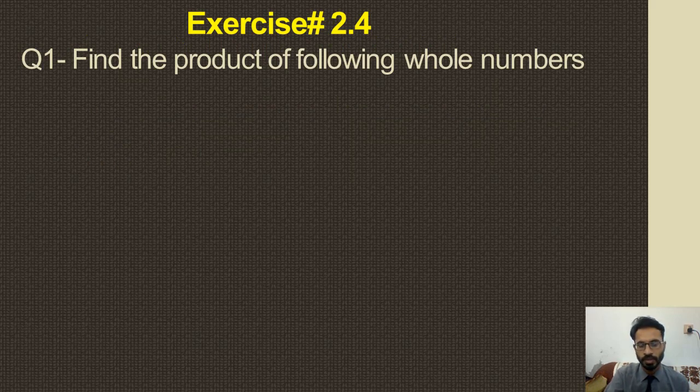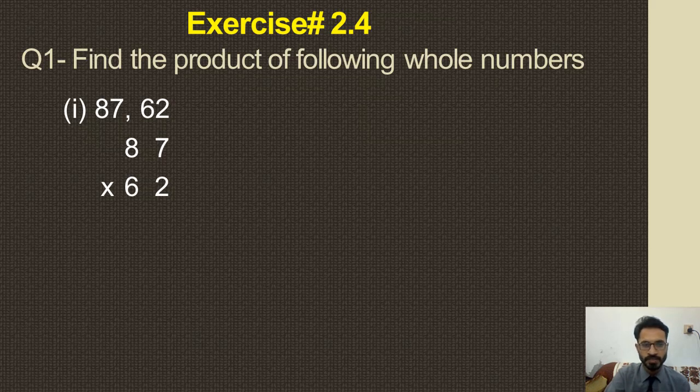Question number 1. Statement of the question is find the product of following whole numbers. We have to find product of given whole numbers. First part, given whole numbers are first whole number is 87, second whole number is 62. We have to multiply these whole numbers. We will write greater whole number at the first row, that is 87, and second whole number or smaller whole number at the second row, that is 62. We also put multiplication sign at the start of second row.